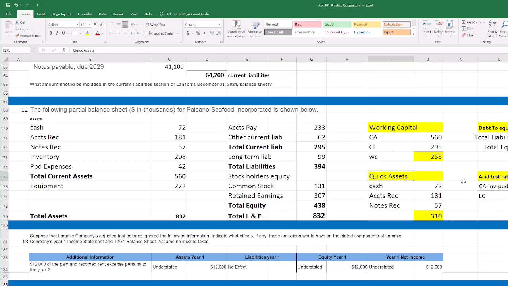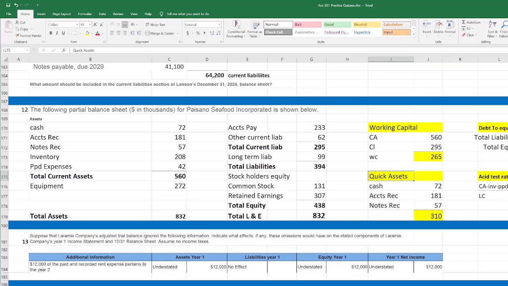Okay, so quick assets is, so let's talk about the quick ratio. So quick ratio is current assets minus inventory and prepaids, okay? So current assets, 560, minus 42 minus 208, okay? And that's going to give you 310. You can also get there by adding cash, accounts receivable, and notes receivable. It also gets you to 310, okay? So it asks for quick assets, not the quick asset ratio. Really important you understand the difference, okay?